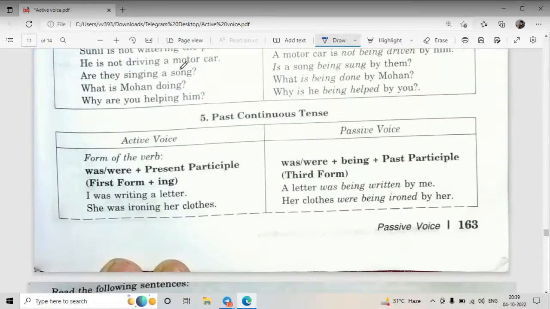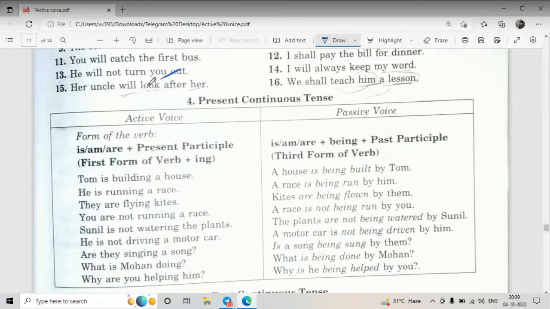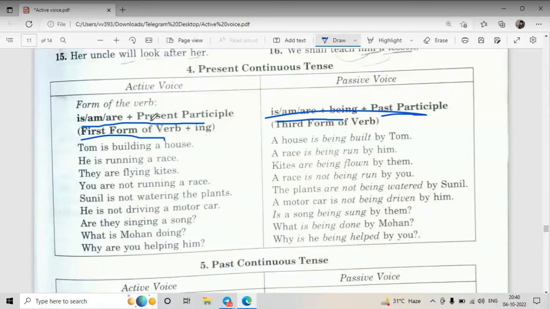That is the present continuous tense. So we know that the formation in the active voice is is/am/are plus verb's first form plus ing. And if we convert this into passive voice, it will change into is/am/are plus being plus verb's third form, or we can also say past participle. The first form plus ing will be called the present participle, and the verb's third form will be called the past participle.